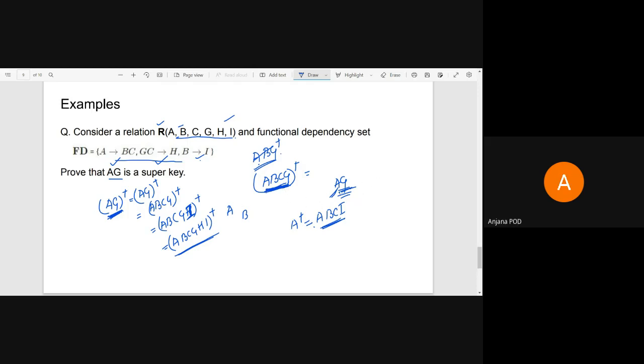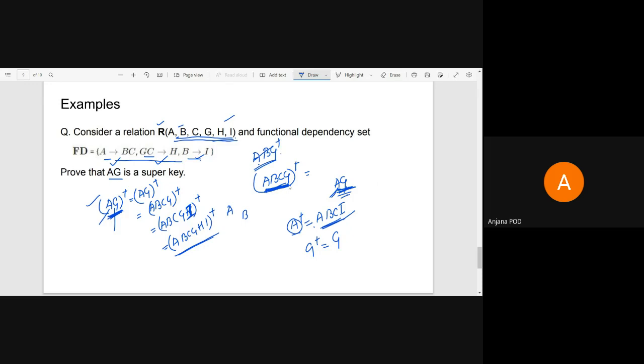Say here, AG, we have specified that AG is a candidate key also, right? AG is also a super key, it is also a candidate key. Why is it a candidate key? Because its subset won't determine all the attributes of the relation, that is A, B, C, G, H. The closure of A will give us ABCI, and the closure of G will simply give us only G, because G is not determining any other attribute. So no subset of AG is determining all the attributes of the relation, and we can say that AG is a candidate key.